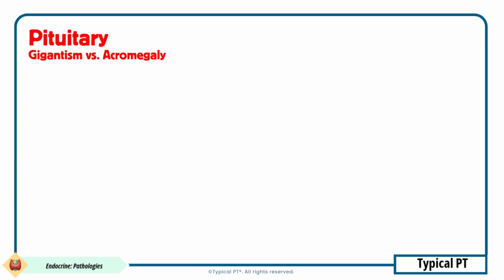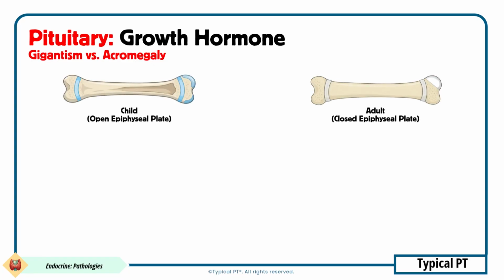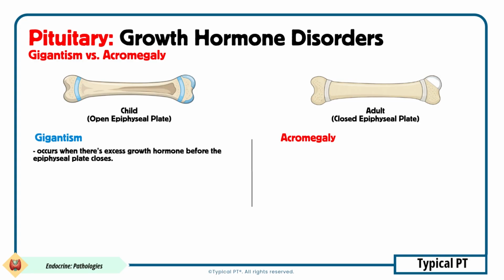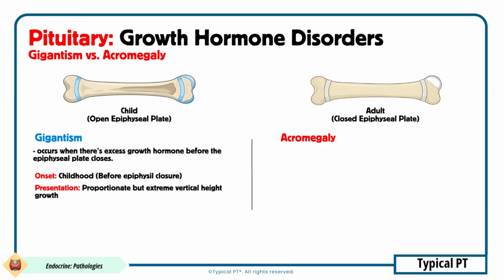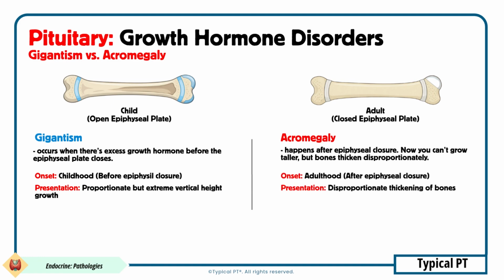Growth hormone influences bone and soft tissue growth, and timing of excess growth hormone determines the clinical presentation. The two main disorders are gigantism and acromegaly. Gigantism occurs when there's excess growth hormone before the epiphyseal plate closes. This leads to extreme height with body proportions remaining normal, while acromegaly happens after epiphyseal closure. Now, you can't grow taller, but bones thicken disproportionately.